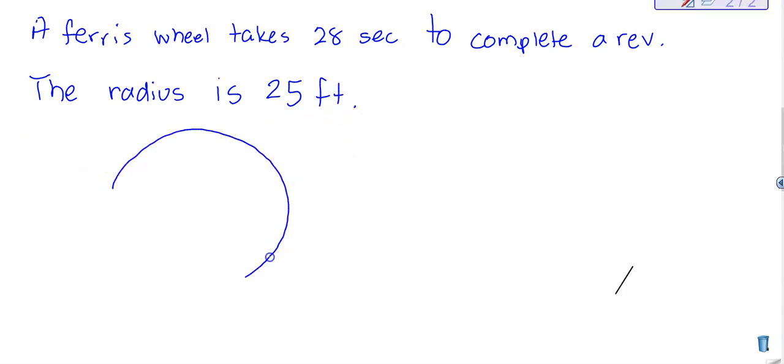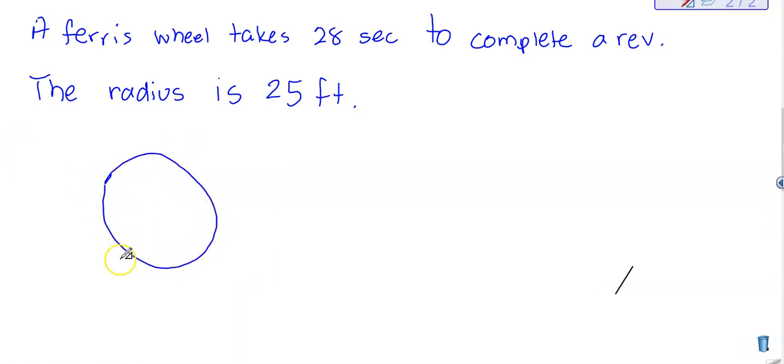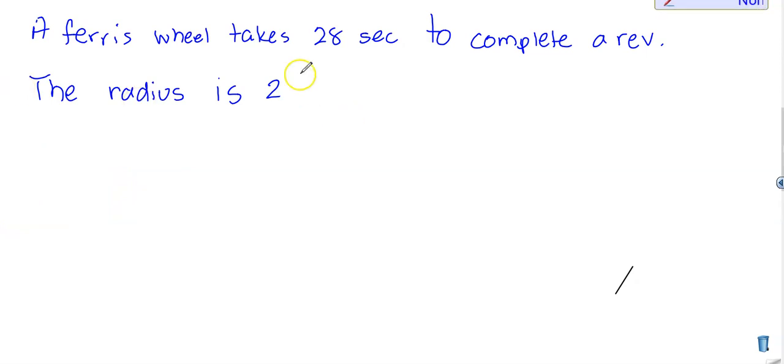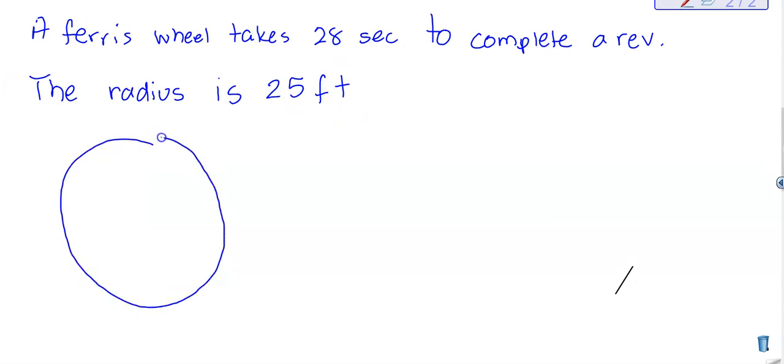I have a Ferris wheel. My board is thinking and not doing a very good job. Come on, draw a circle. You guys got it? Draw a circle. I'm just going to draw a circle and call it a day. It has a radius of 25 feet. So you know the little cars are out here on the edge of a Ferris wheel. Here's the center of rotation. Okay? This is what we know.